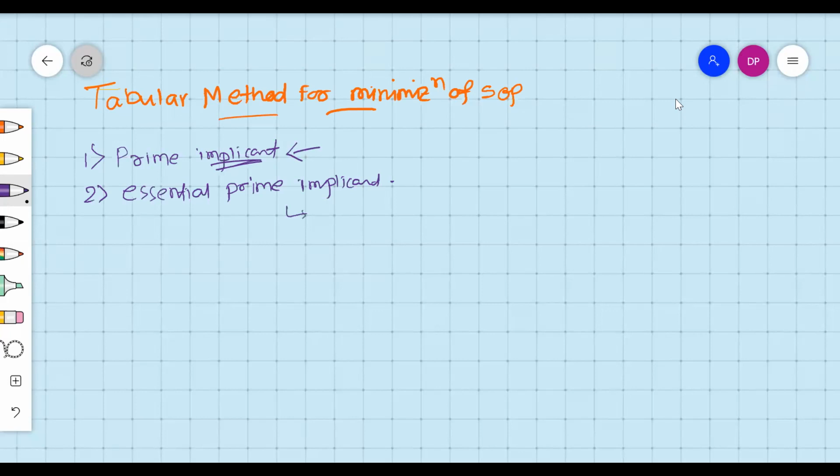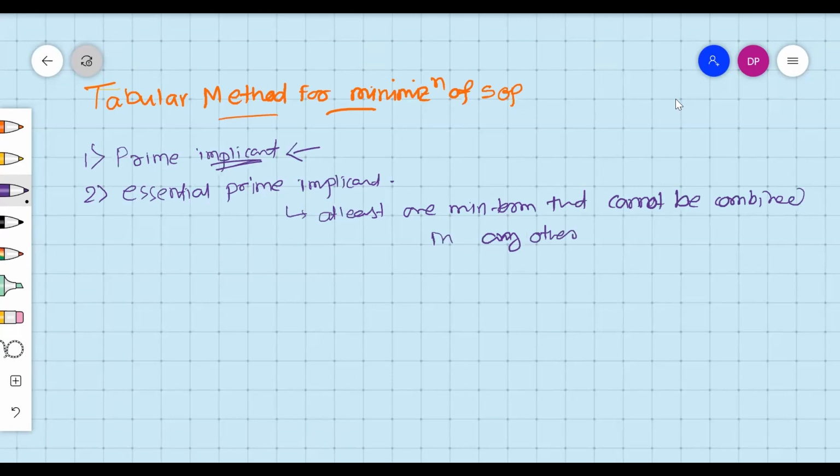Okay, so this means at least one min term that cannot be combined in any other way. Right? So let's take an example and do this using the tabular method.